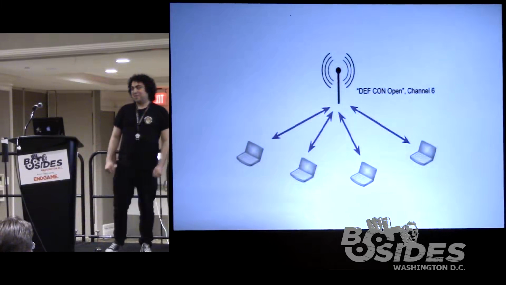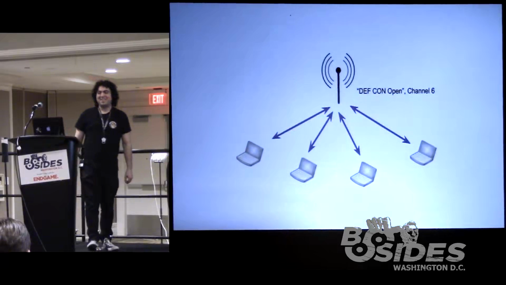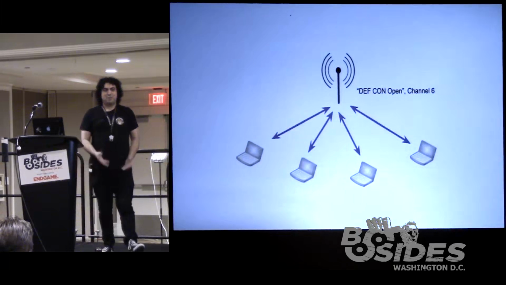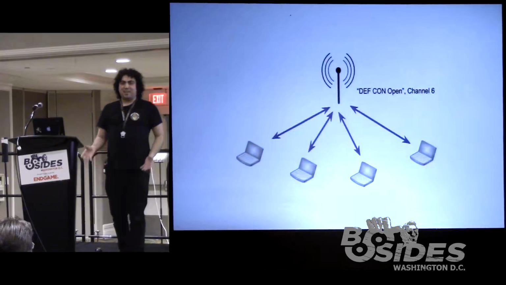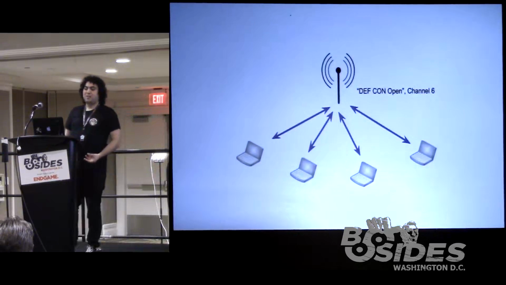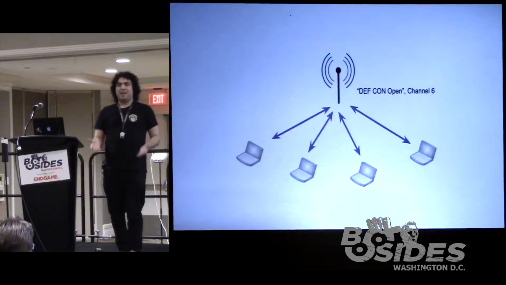So a good analogy of how evil twin attacks work is, let's say that you have an open network, and we're going to call this DEF CON open because it's probably the most secure network in existence. So you have these four devices, and they're associated with this network. If you were to spin up your own wireless hotspot, and you were to give this hotspot the same network name, ESSID, and channel as the one that you're attacking, how would these devices be able to tell the difference between these two access points?